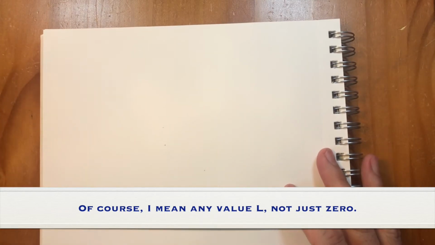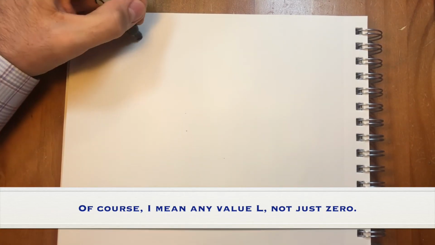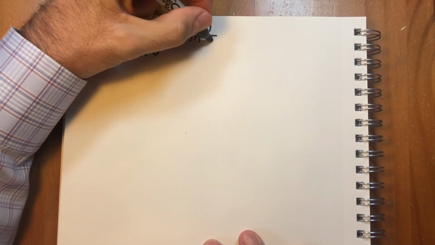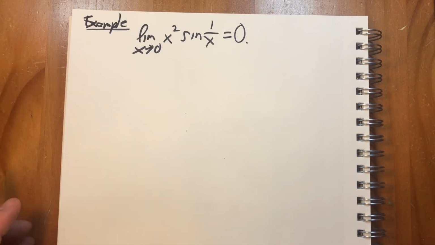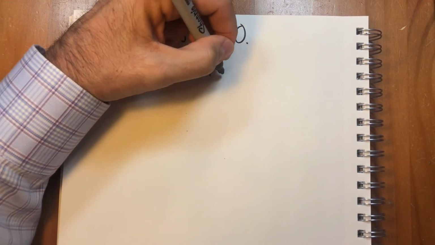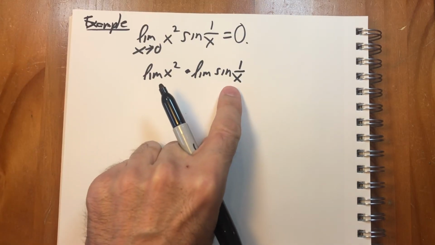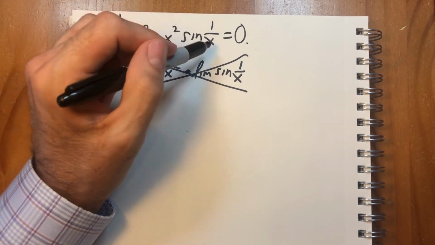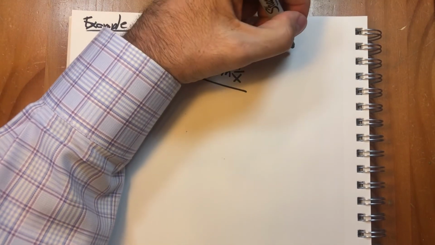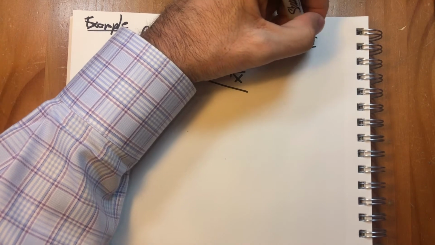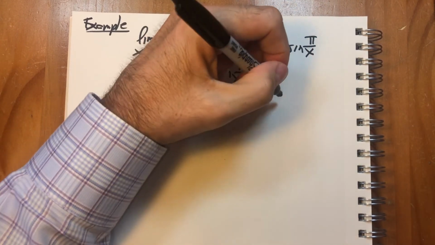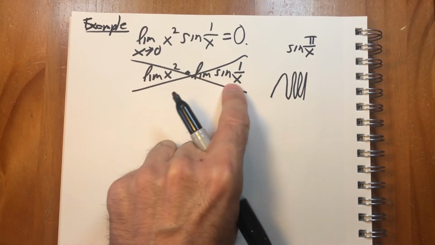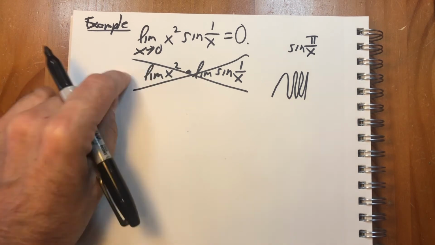Okay, let's look at one example. The limit as x approaches 0 of x squared times sine of 1 over x equals 0. Let's show that that's true. So first note there's a product here. Notice that we cannot use this because the limit of sine of 1 over x does not exist. Remember, this is just like the one we looked at last week with pi over x, where it goes up and down, but it keeps going faster and faster. So there is no limit to this part. So we can't use the product rule.